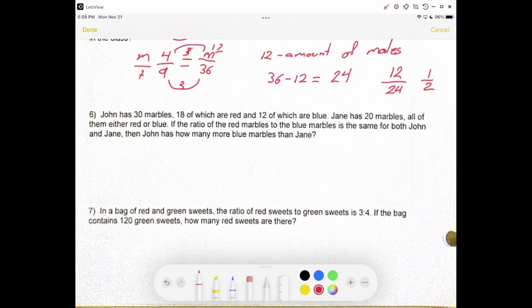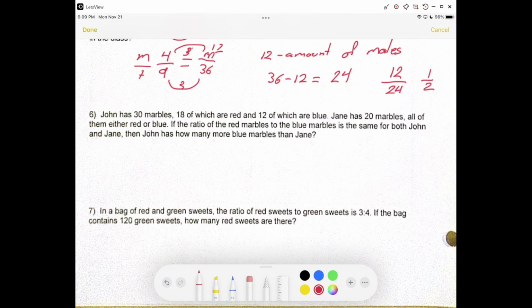Jonah has 30 marbles, 18 of which are red and 12 of which are blue. Jane has 20 marbles, all of them either red or blue. If the ratio of the red marbles to the blue marbles is the same for both Jonah and Jane, then Jonah has how many more blue marbles than Jane?